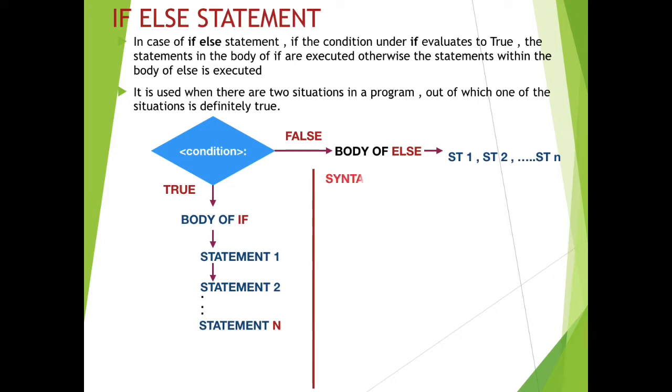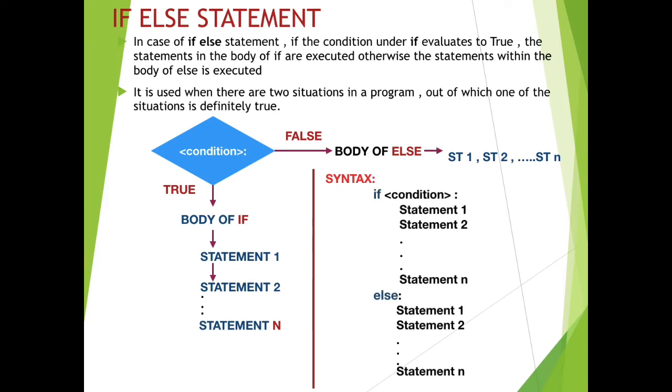So what's the syntax? The syntax is as follows. Under if we give a condition. If the condition is true, whatever is written within if will be executed, and if the condition is false, then whatever is written within else will be executed. Remember, it is used when there are only two situations in a program, and out of the two situations, one situation will work based on a condition and the other situation will execute if the first situation evaluates to false.